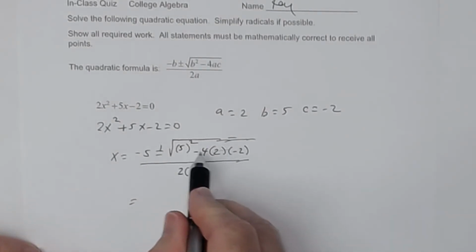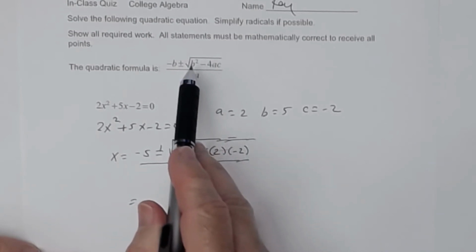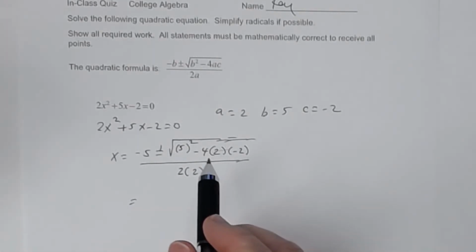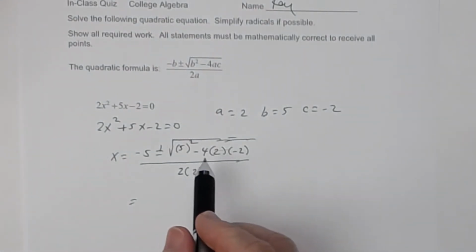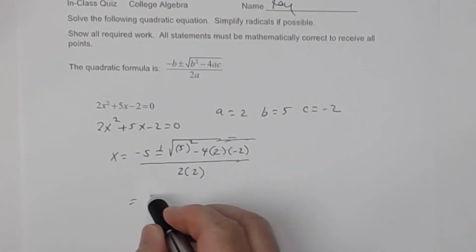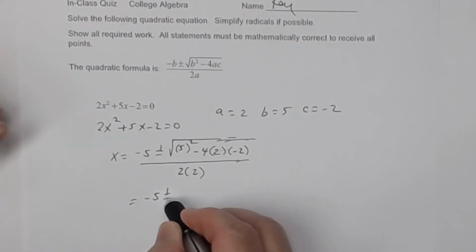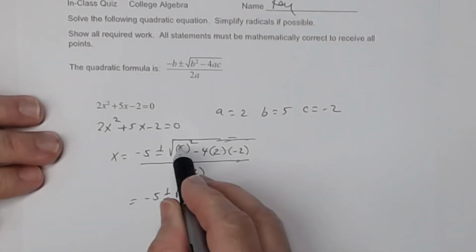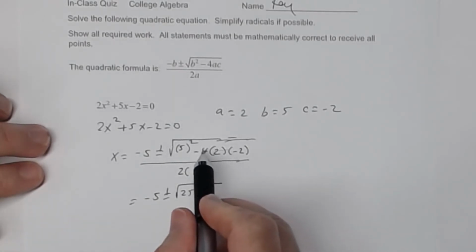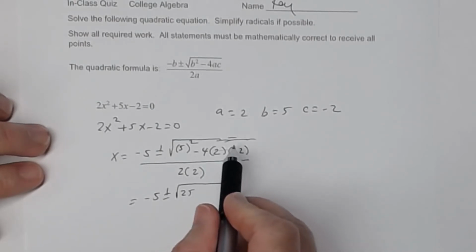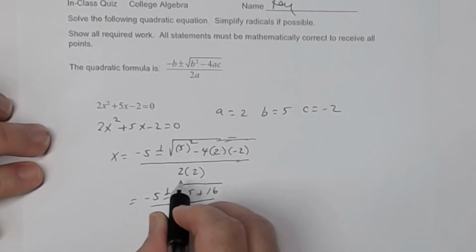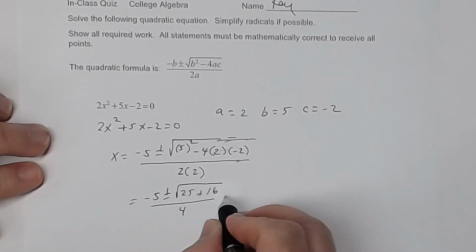Simplifying the radicand, or remember in the quadratic formula, b squared minus 4ac is called the discriminant. But with regards to any radical expression, the expression that's under the radical symbol is always called the radicand. So we're going to have negative 5 plus or minus the square root of 5 squared, which means 5 times 5, so that's 25. A negative 4 times 2 is a negative 8, and a negative 8 times a negative 2 is a positive 16. All of that is being divided by 2 times 2, which is 4.